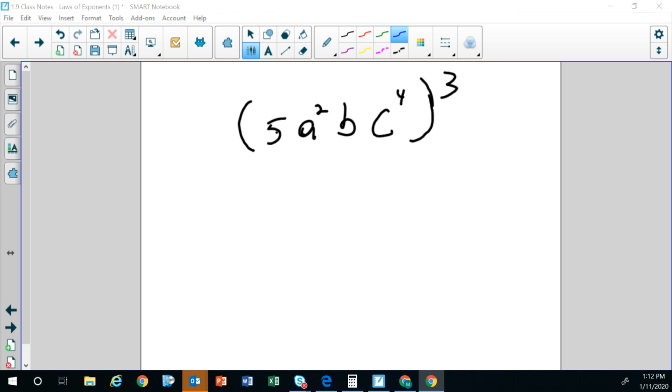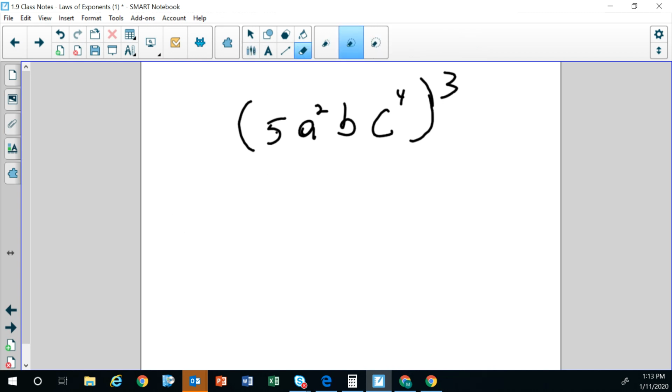Okay, this example we're going to look at is exponents raised to a power. A common error made is multiplying the power by the coefficient. A lot of students make a mistake by multiplying 5 times 3 to get 15, right? And you can't do that.